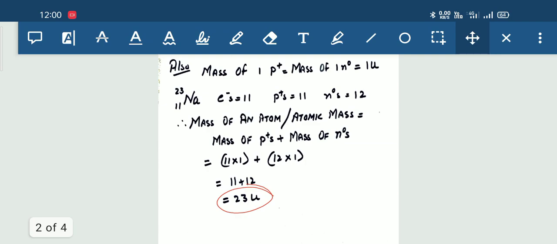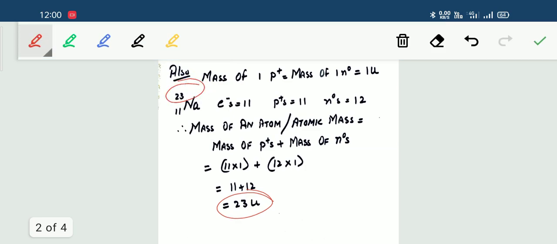Now if we compare it, the mass number is 23 and the mass of sodium is 23 u. So we can just say that mass number is numerically equal to atomic mass of an atom. So that means we can also know the mass of a substance or of a particular atom if we know its mass number. So mass number of sodium is 23 and therefore atomic mass of sodium is equal to 23 u.